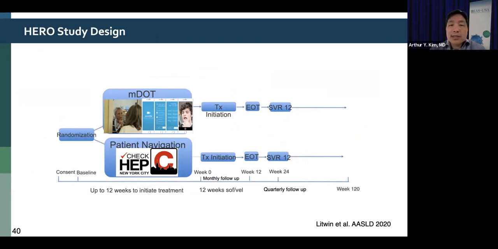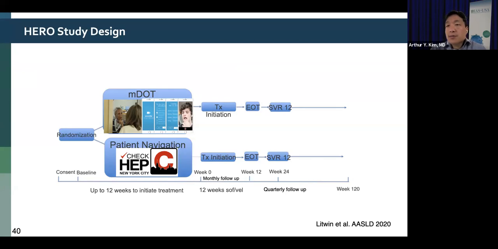I'm sorry, it's a little small, but this is someone at the window of a methadone center. This is our friends in Rhode Island. And they can be directly observed to swallow their, in this case, sofosbuvir/velpatasvir. There's another route for those who don't want to come into a site every day. There's this thing called emocha, which is a way to record a secure video of swallowing a pill, and it also tracked side effects for you. And the other route was something called patient navigation, which I'll go to on a different slide.